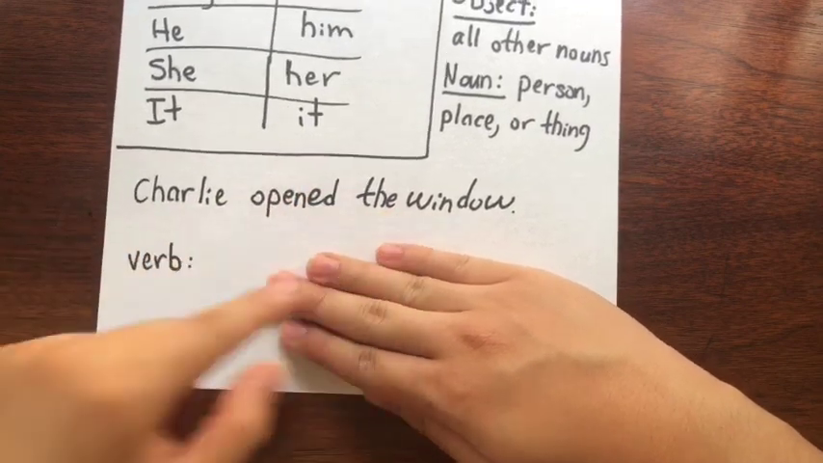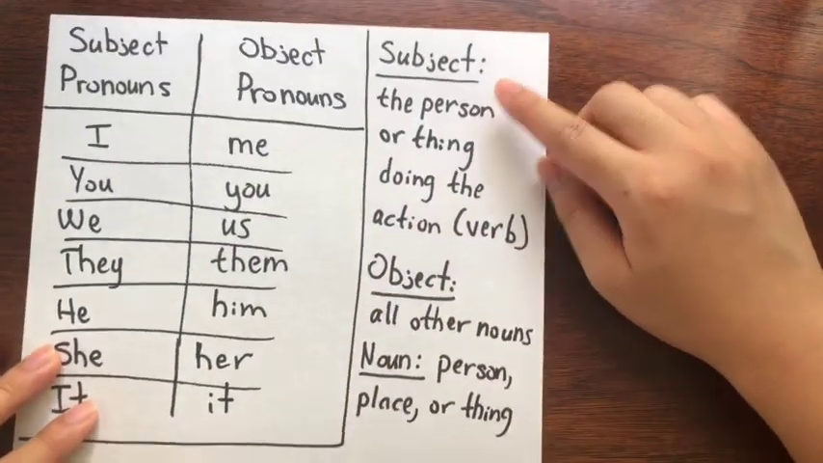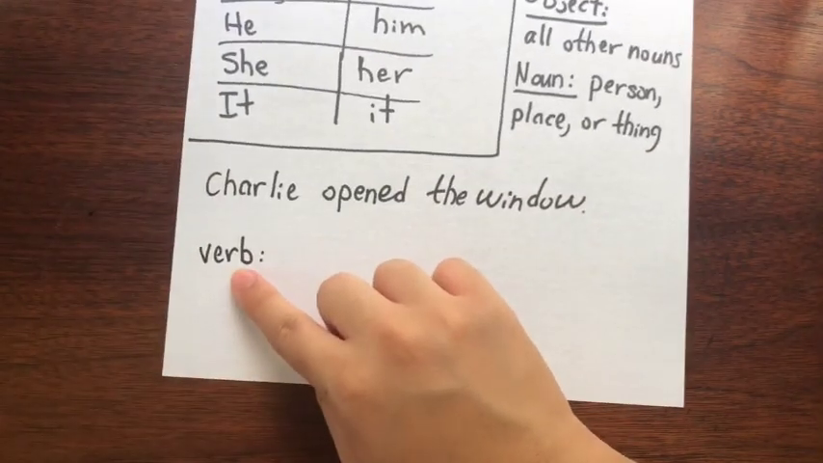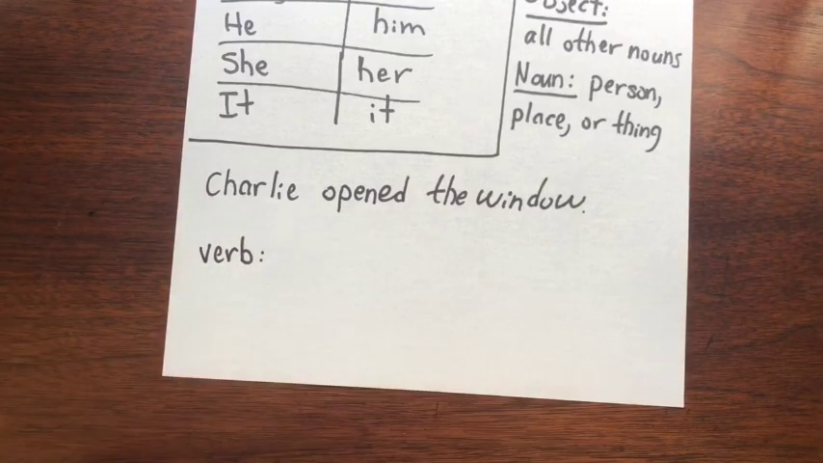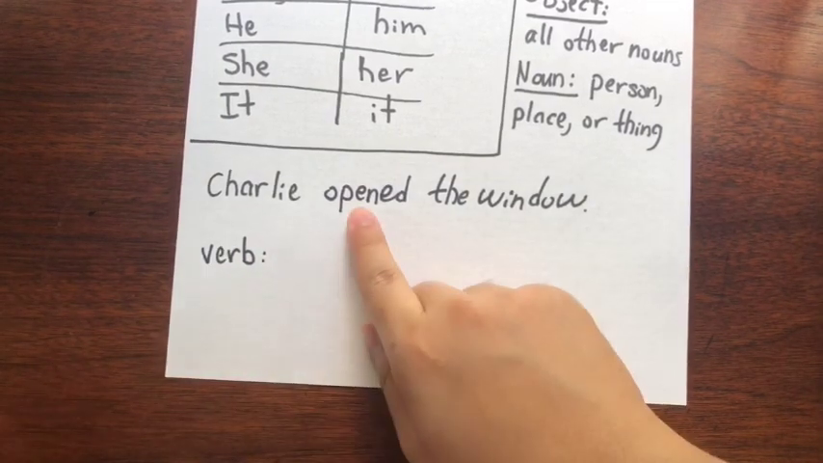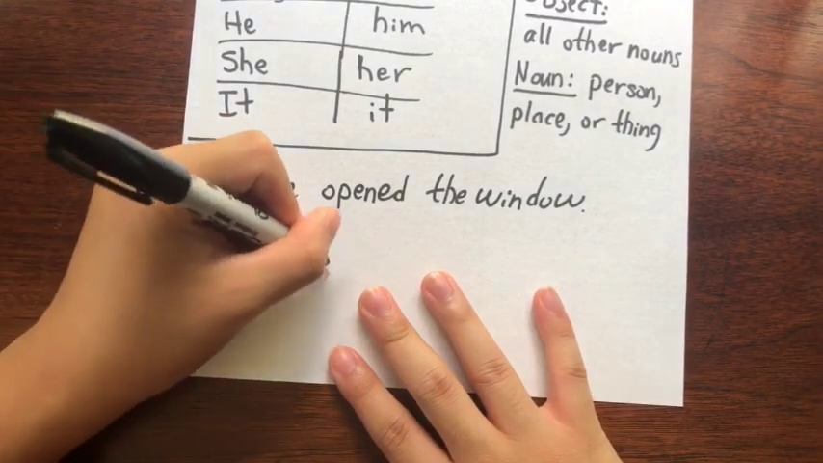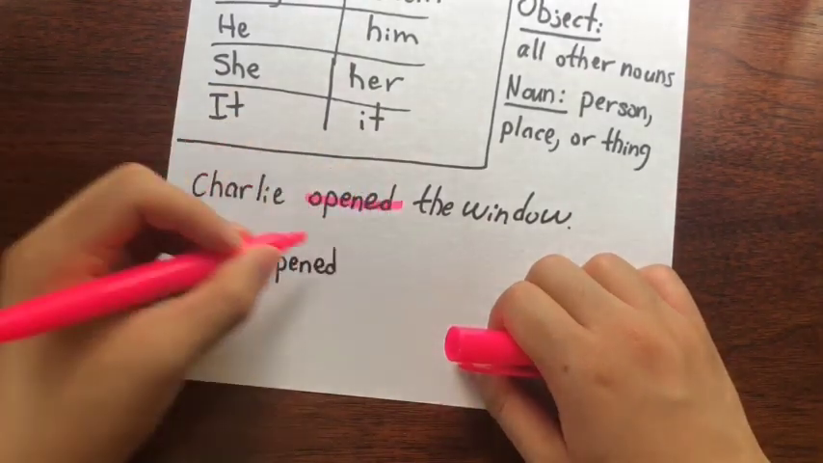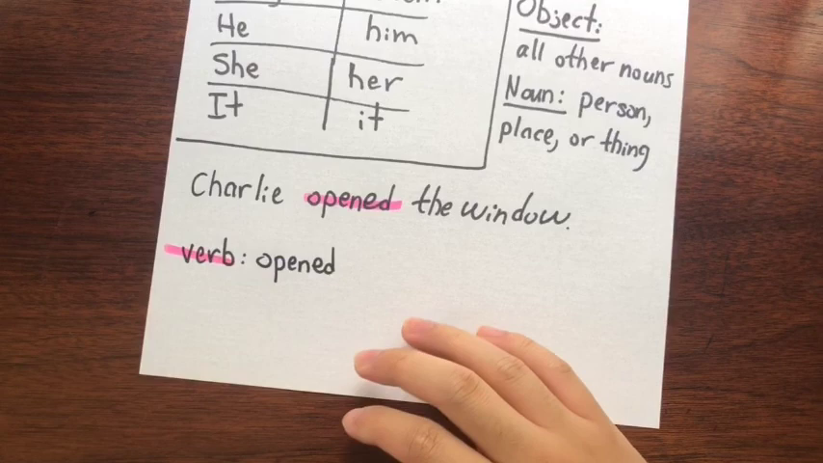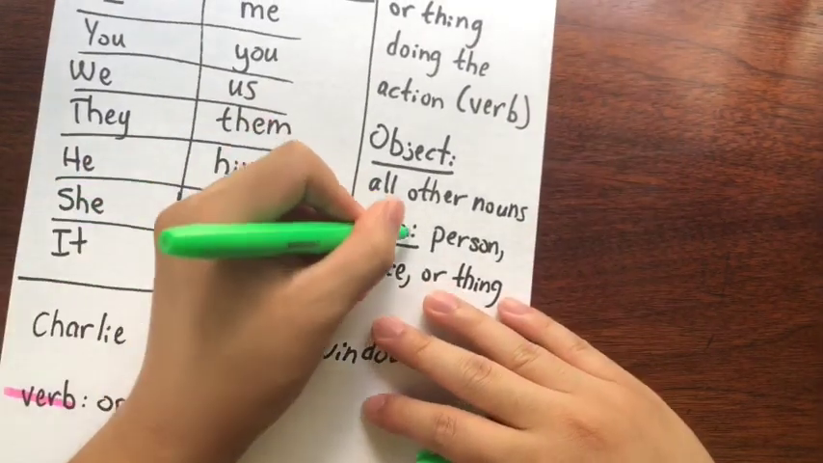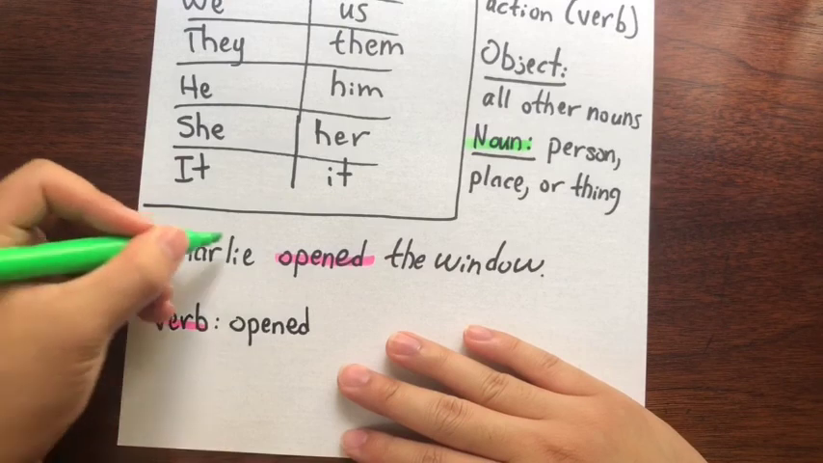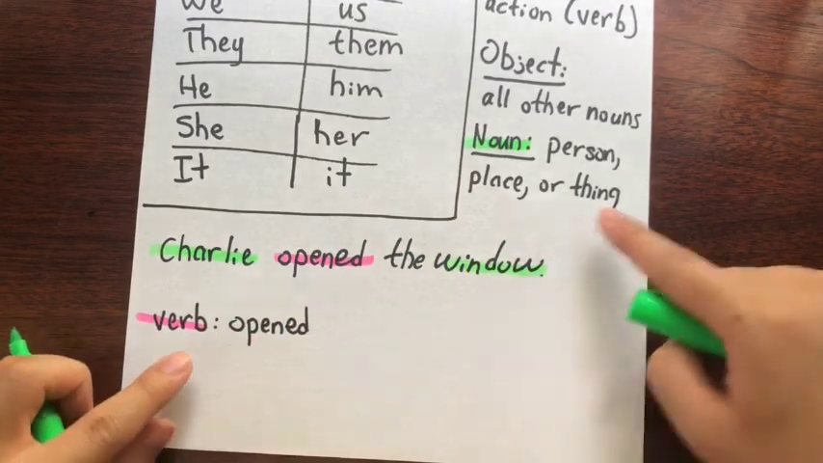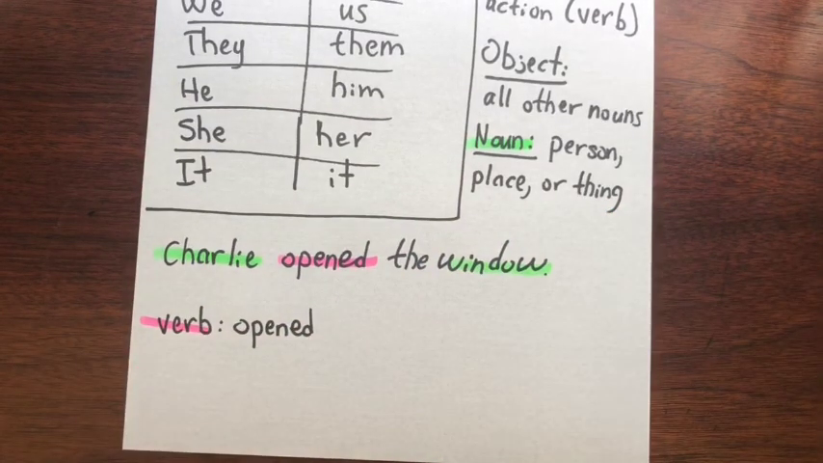Charlie opened the window. Let's identify the subject and the objects. Let's start by identifying the verb. What is the verb or the action in this sentence? The verb is opened. So the action in this sentence is opened. Okay? And the nouns will be in green. The nouns are Charlie, because Charlie is a person, and window. A window is a thing. So, Charlie opened the window.